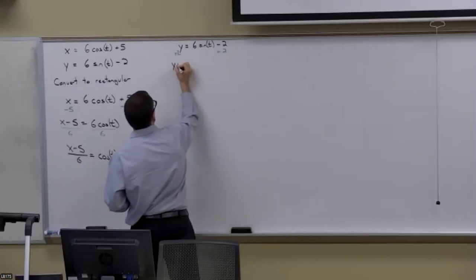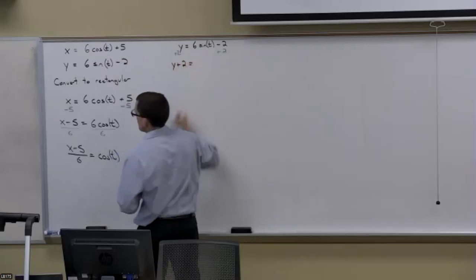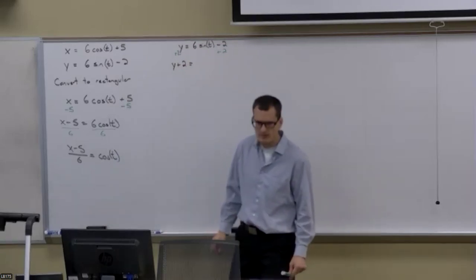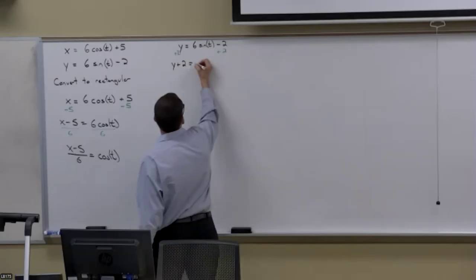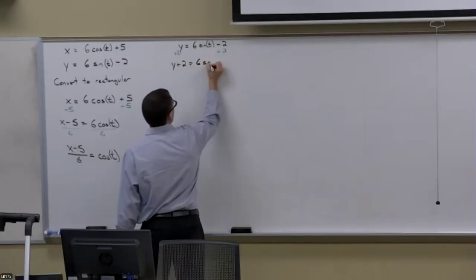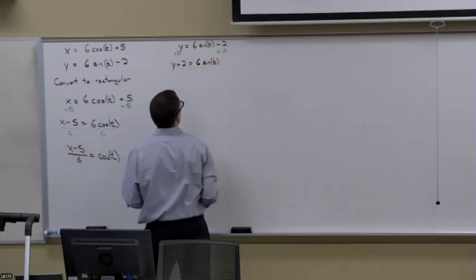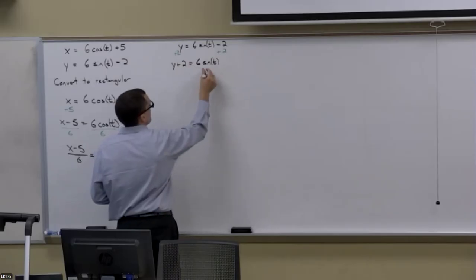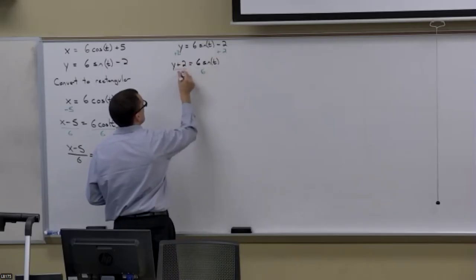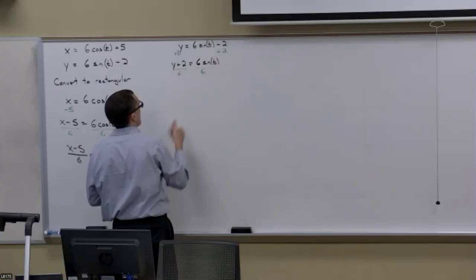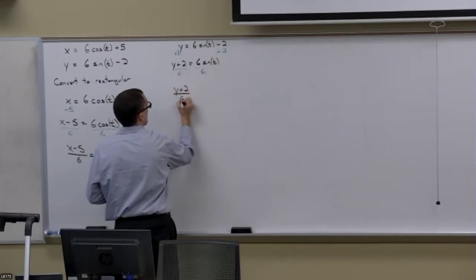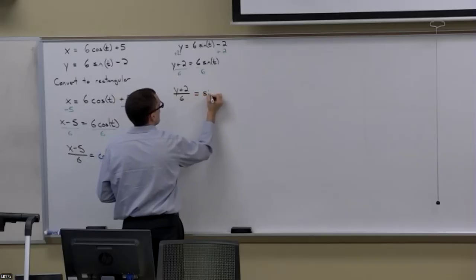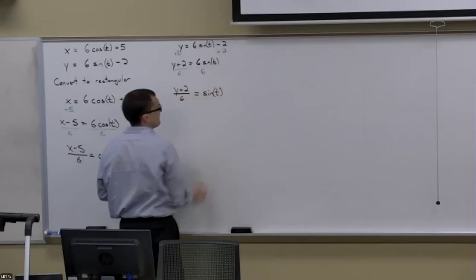So y plus 2 is equal. Was that 6? Again, were they both 6 coefficients? Yes. All right, let's make sure I wrote those down right. Did not write them down wrong. And then divide by 6. Okay, we get y plus 2 over 6. I'm going to leave it like that. Is equal to sine of t.